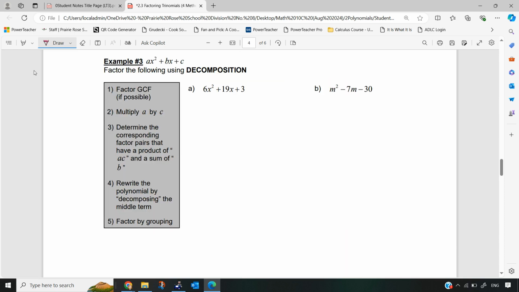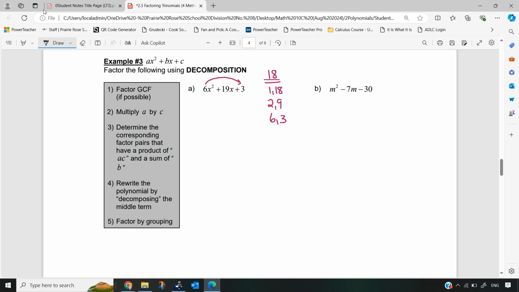We're going to take a look at decomposition. This is probably the most popular method that you see in most textbooks. It's also the method that will involve factoring by grouping as part of that process. First step in decomposition is to find the product of A and C and write out the factor pairs. So in this case, we're looking for the factor pairs of 18.